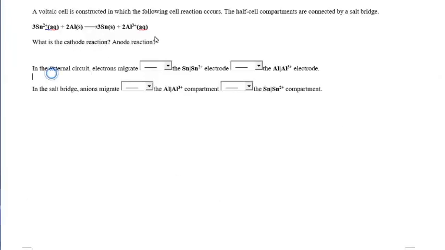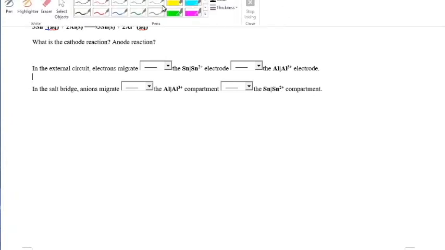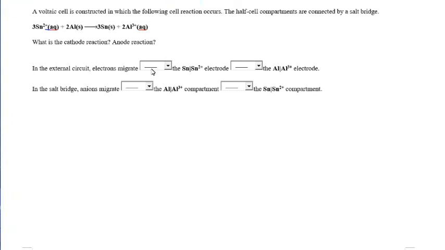Okay, we're going to go ahead and apply all of the concepts we learned thus far. So we're going to apply basically the concept of the half cells, of the electrodes like anode, cathode, and such. So it says here that we have the following voltaic cell constructed with the following reaction: tin and aluminum. And what is the cathode reaction and what is the anode reaction? So let's go ahead and answer that first.